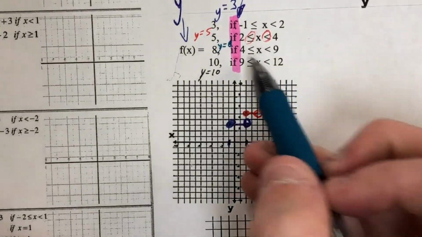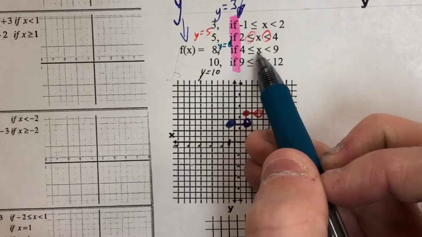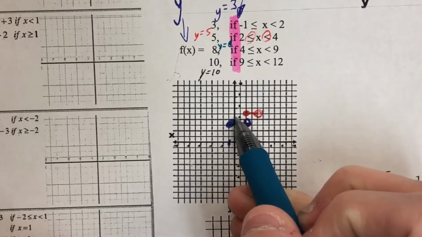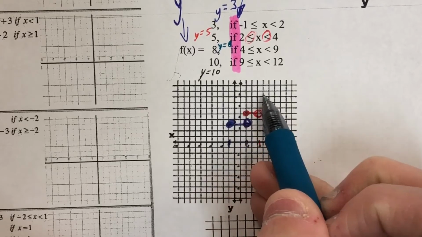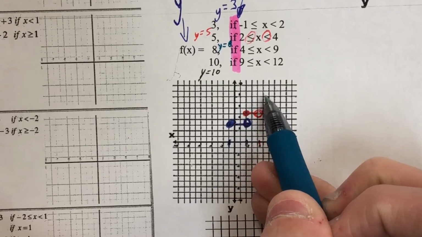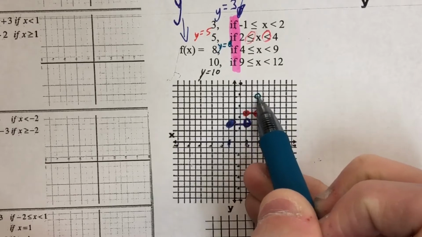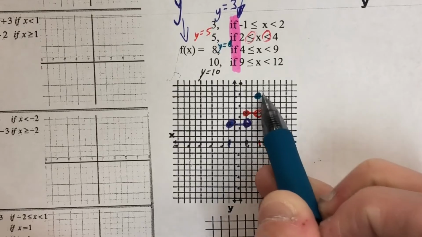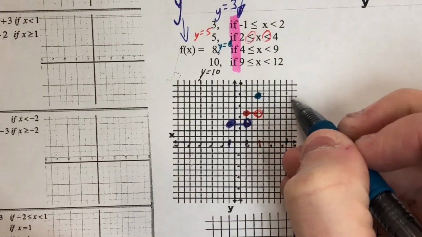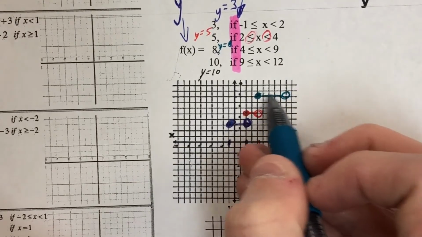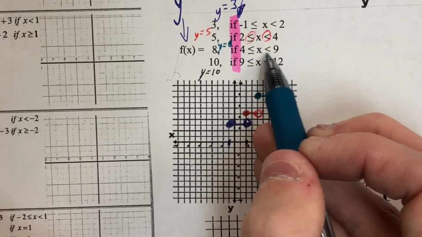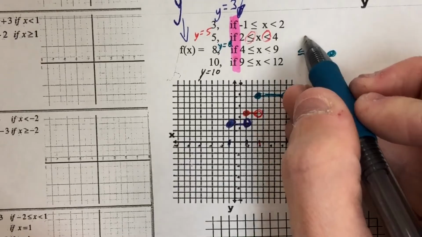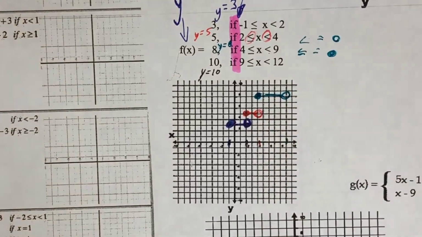Y equals 8 when 4 is less than or equal to x, less than 9. So y equals 8, that would be 5, 6, 7, 8 up here, and it starts at an x of 4. So right where we left off, this one's closed and it goes to an x of 9, which is right there, and it's open at 9. I know that because it doesn't have "or equals to." If it was this, it would be closed. If it's this, it's open.